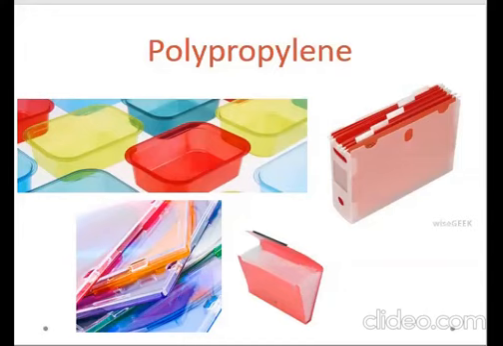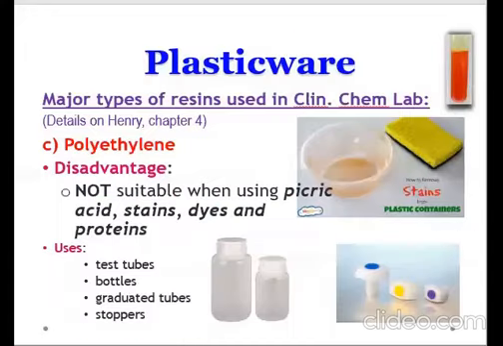The third type of resin is your polyethylene. This one can be used as part of making your test tubes, the bottles, the wash bottles, for example, graduated tubes, and even the stoppers. However, the disadvantage of using polyethylene is that it binds to proteins, dyes, stains, and picric acid. That is why it is stated here that it is not suitable when using picric acid, stains, dyes, and proteins, because your polyethylene binds or absorbs them.